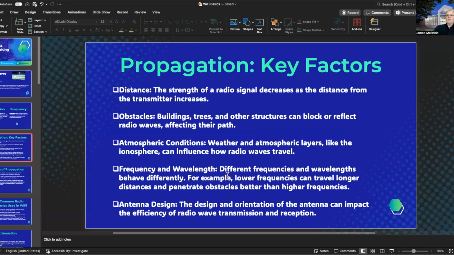Frequencies and wavelengths: different frequencies and wavelengths behave differently. For example, lower frequencies can travel longer distances. They require less power, and they penetrate obstacles better than higher frequencies, which we'll reiterate in a moment. So that's important to note. If you are choosing something that's got a really, really low frequency, meaning it's a big wave, that wave can travel through objects better.